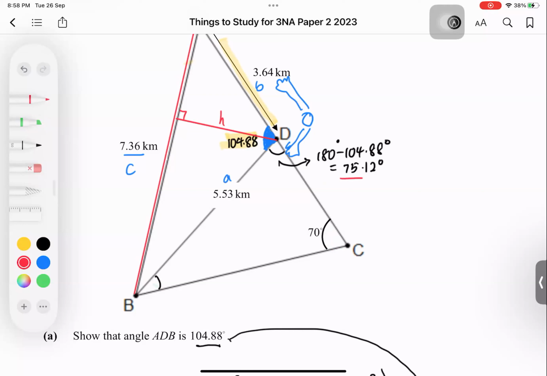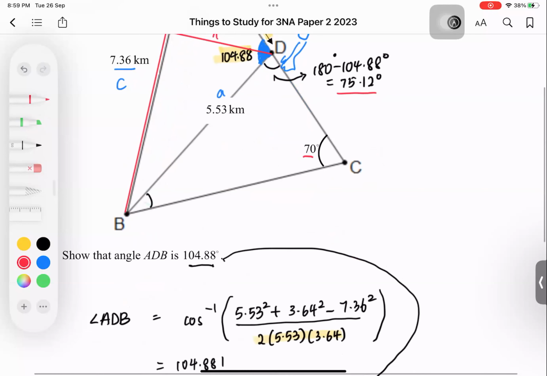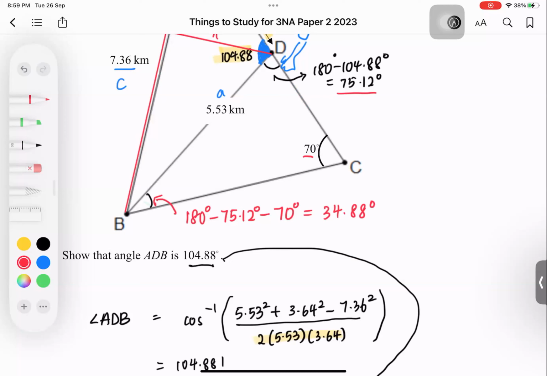So I notice this is 75.12, which I calculated just now. This is 70. That means I can find this angle over here, 180 minus 75.12 minus 70 degrees. Always write the information into your diagram. Very helpful for you to think, right? To process things. So you get this angle 34.88 degrees. So this is the angle 34.88 degrees.